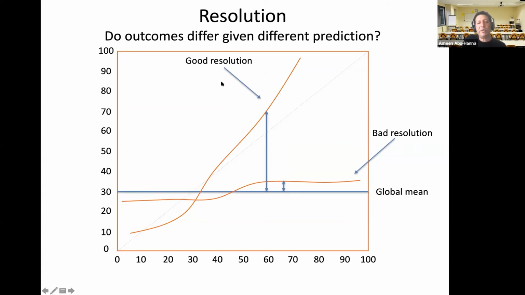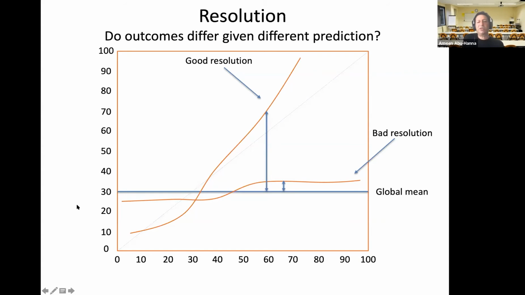So what do we do with the resolution? We sweep over all the predictions, right? I start from here and I go over all the predicted probabilities and I measure how far you are from the global mean. And I take the mean of that, the average of all these arrows that you take from 0 to 1.